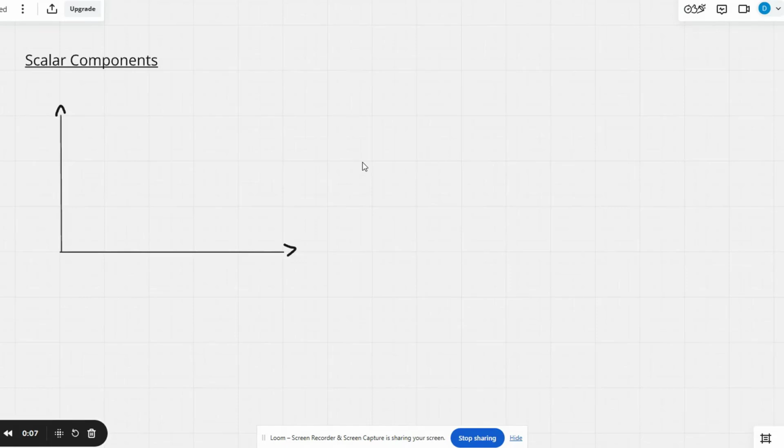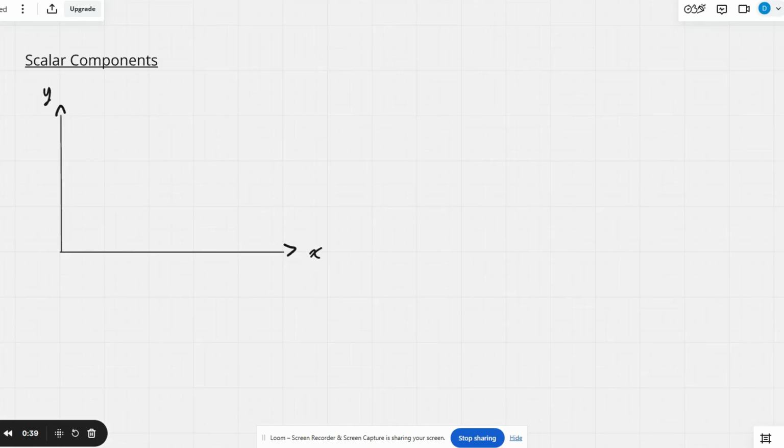And today I want to go over a topic that is covered or will be very useful in engineering statics. And that is how to break things down into scalar components and how to use that. So let's first start with considering this XY graph. This would be our x-axis over here, and this would be our y-axis up here.